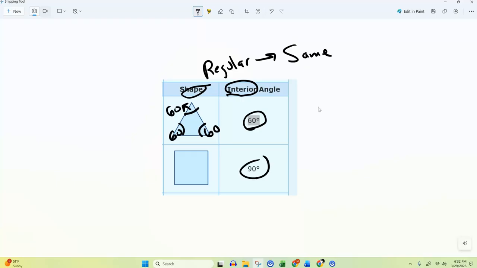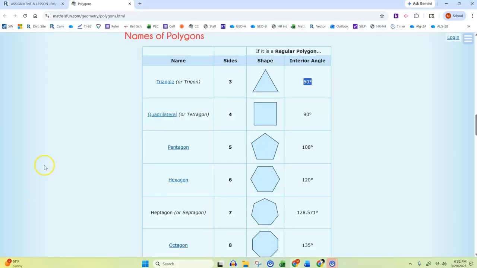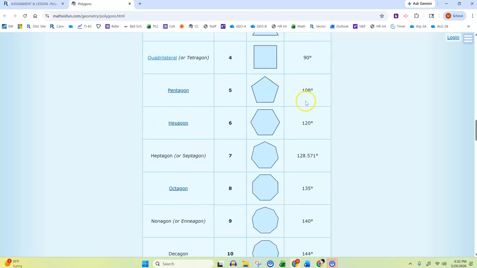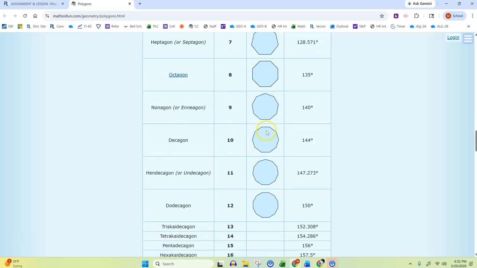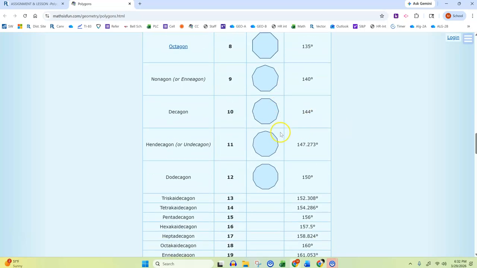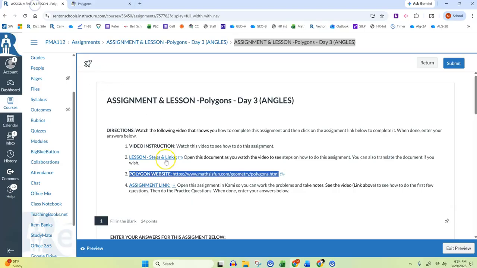Here, when it's 90, there's 4 sides, right? So 90, 90, 90, 90. Altogether, total is 360, but each one of these is 90, okay? So what you can do from this website here is you can see all the interior angles for all the different figures. So that makes our job really easy today. And so it's a matter of just reading that real quickly. Okay, so let's go back to the assignment and open that up.